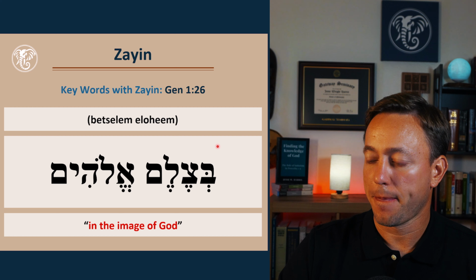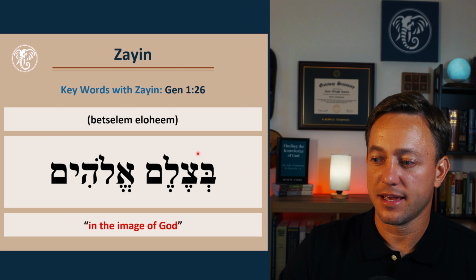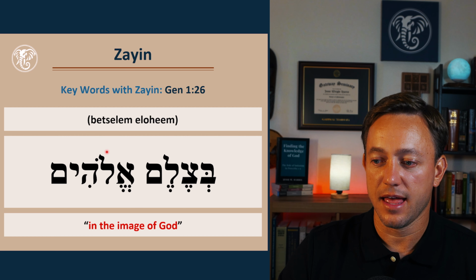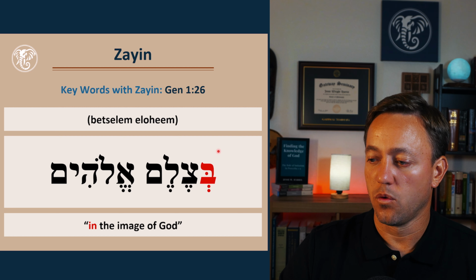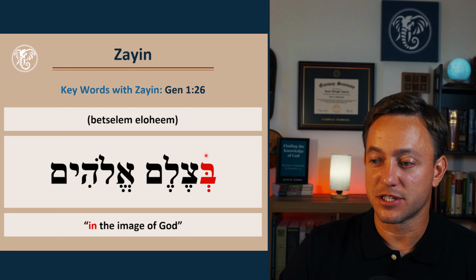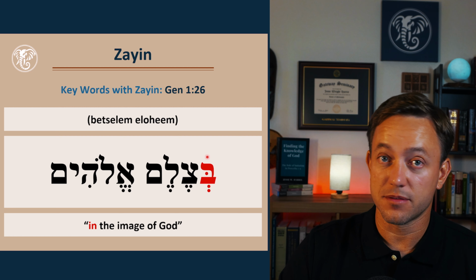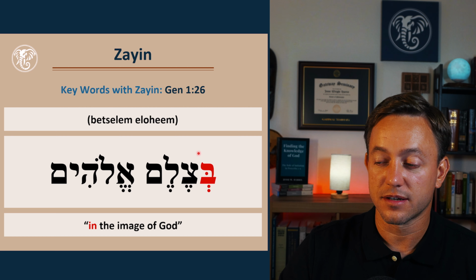And then we have b'tzelem Elohim. And so what do we have here? Well, we have, again, that same preposition. So in, with, by, among. So in or with the image of Elohim. In the image of Elohim.